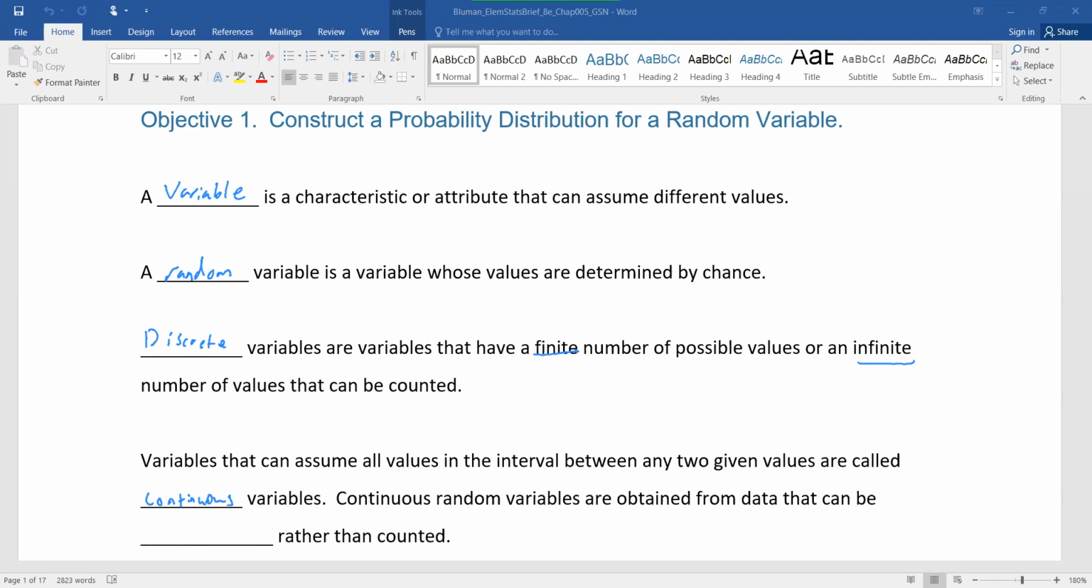Continuous random variables are attained from data that can be measured rather than counted. So this is like your height, volume, weights, things like that.